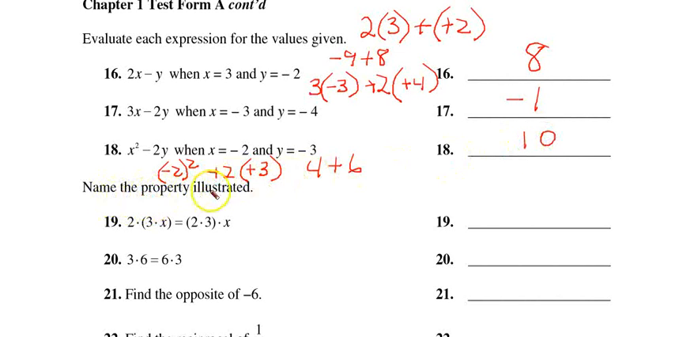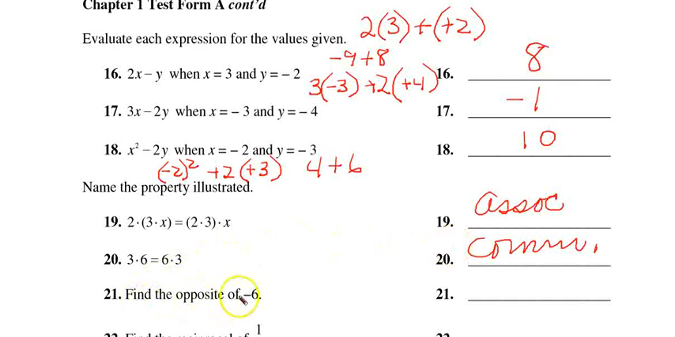Now, name the property described here. So here we have a 2, 3x, 2, 3x. The order is the same. The only thing different is where the parentheses are. The grouping of it is different. So this is the associative principle of multiplication. Now here the order has been changed. 3 times 6, 6 times 3. This is the commutative.